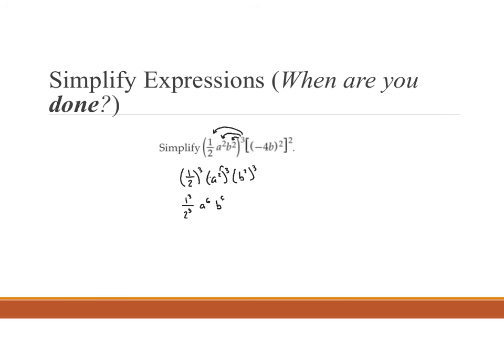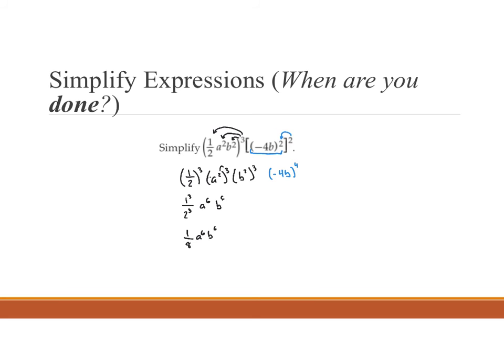Okay, I can simplify this fraction a little further. 1 cubed is 1, 2 cubed is 8. So now this is the simplified part of the first half of the problem. I'll change colors. Now let's do the back parentheses. Work from the outside in. So right now my base is everything on the inside. So I'm only going to multiply the 2 to that 2, which means I have negative 4b to the 4th power.